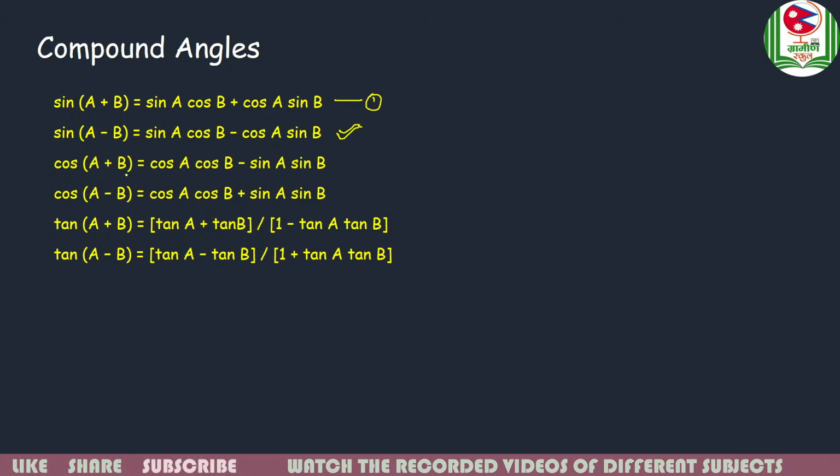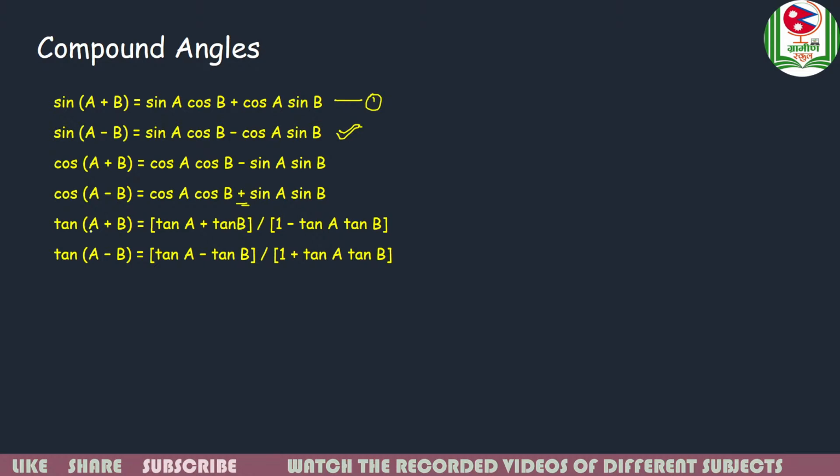But in case of cos a plus b, it is going to be cos a cos b minus sine a into sine b. And in case of cos a minus b, here it is cos a cos b plus sine a into sine b. The thing is just reverse. In case of sine a plus b, the operator is positive here in between sine a cos b and cos a sine b. But in case of cos a plus b, the operator here is negative. You have to be very careful. And in case of sine a minus b, the operator here is negative. But in case of cos, here the operator is positive.